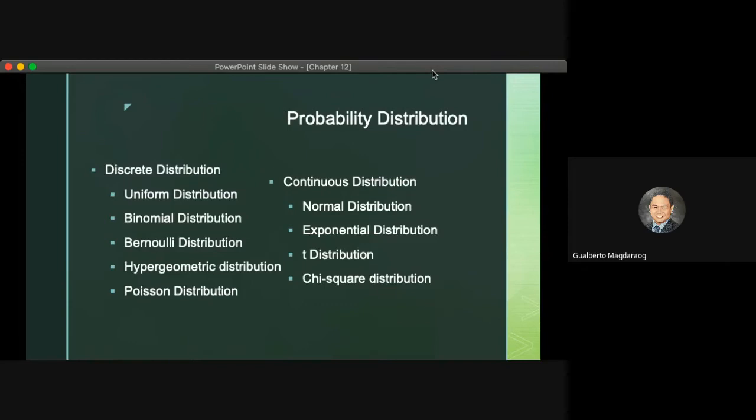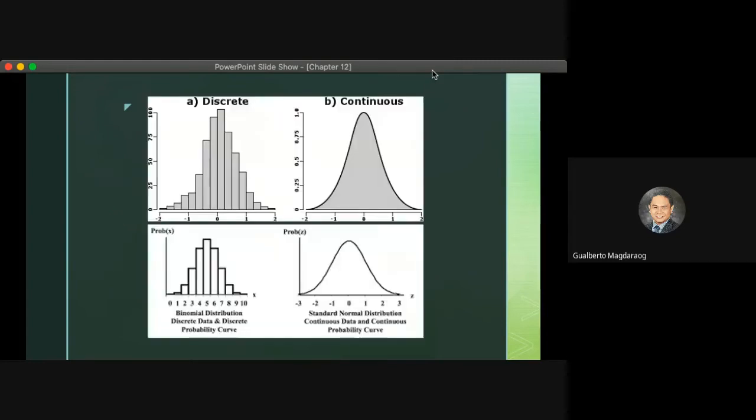Okay, the other bullet points are just examples of each type, discrete and continuous distribution. The point is, for discrete, the point or the value of your distribution is specific, as compared to a continuous distribution. I have here a picture of a sample of a continuous and a discrete distribution.